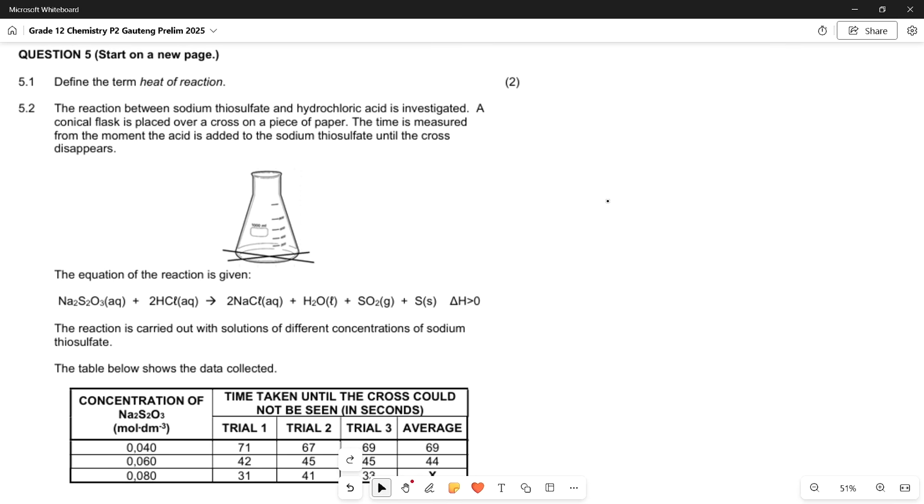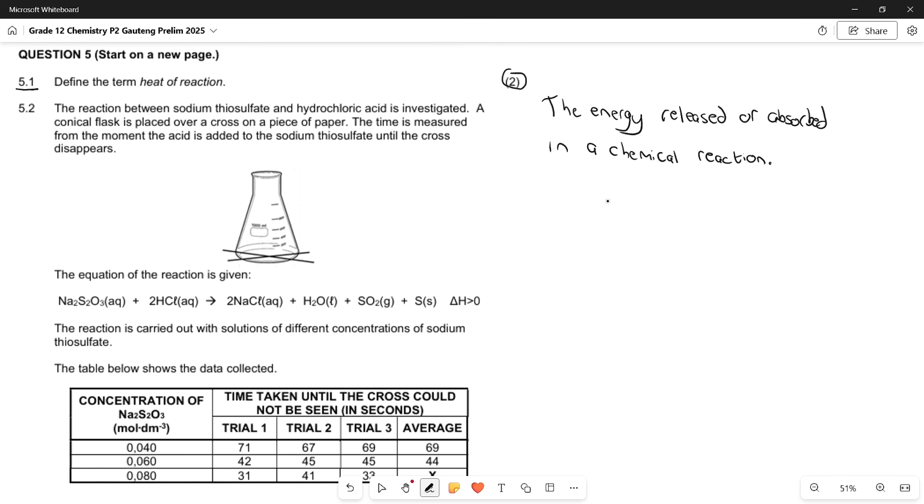Question 5, the rate of reaction question. Question 5.1 says, define the term heat of reaction for 2 marks. So this is an all or nothing question. The heat of reaction is the energy released or absorbed in a chemical reaction. And that would earn us 2 marks over there. This is an all or nothing question, just something we have to know from our exam guidelines. So something we'll have to memorize.